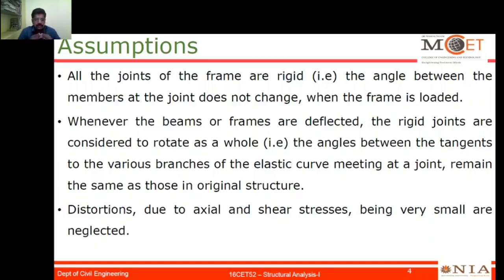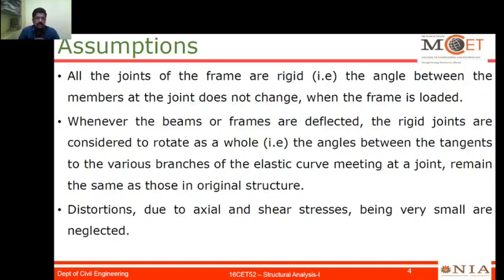That is, if a joint has a 90-degree angle, then even after all the bending, after undergoing all the changes, the joints will remain rigid. That is, the angle between the members of the joint does not change. If it is 90-degree, then it always remains 90-degree.